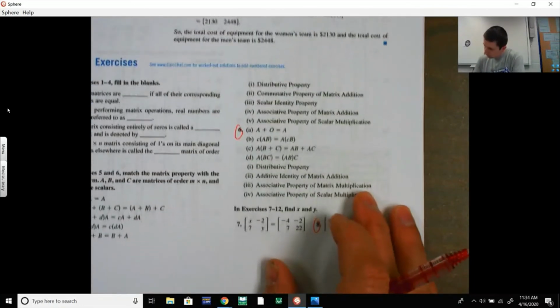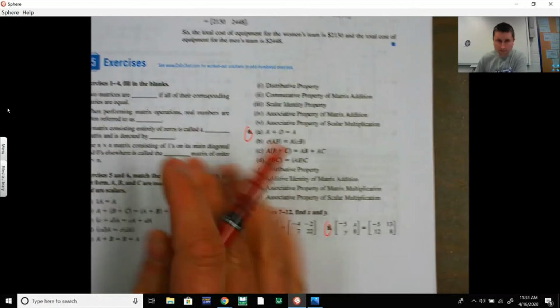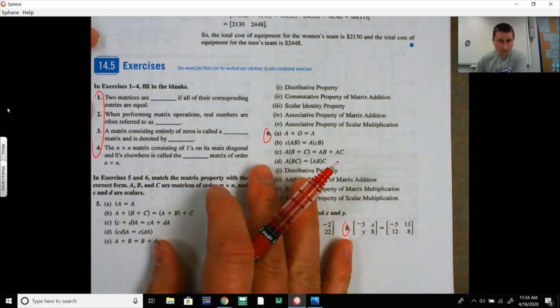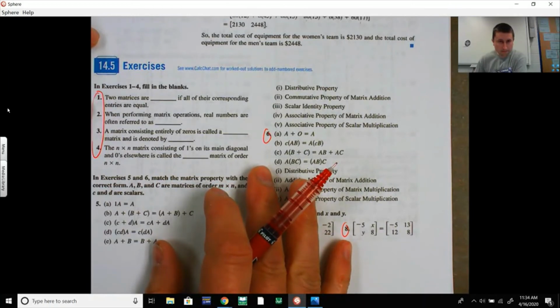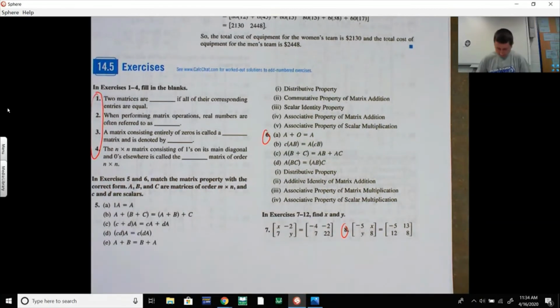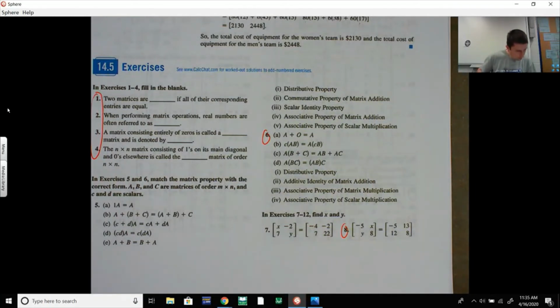Okay, so your assignment 1 through 4. This is some of your vocab. Question 4, I'm not sure if I covered that one. Scalar multiples, I'm looking.